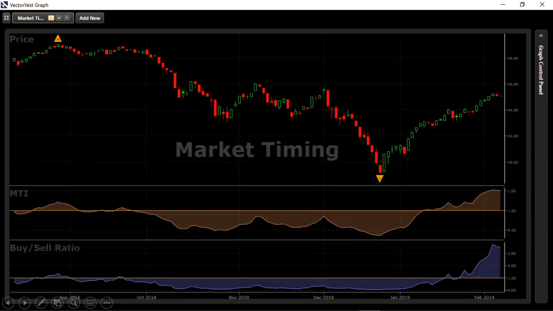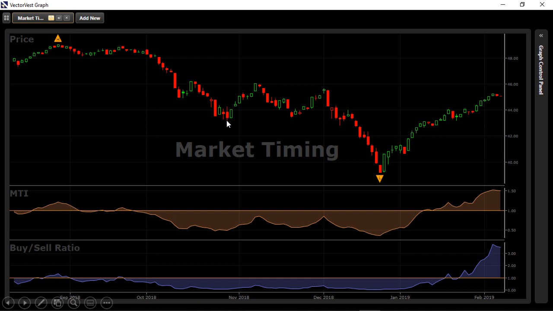Then we get into a situation where the market hits an extremely oversold situation. This is December of 2018. A lot of you folks are not VectorVest subscribers, so you're probably wondering, what's the candlestick? What is that? Is that the S&P? Is that the Dow? It's called the VectorVest Composite.